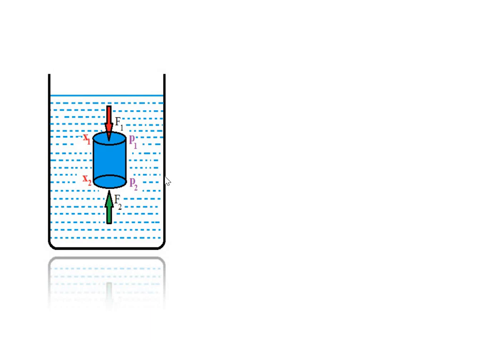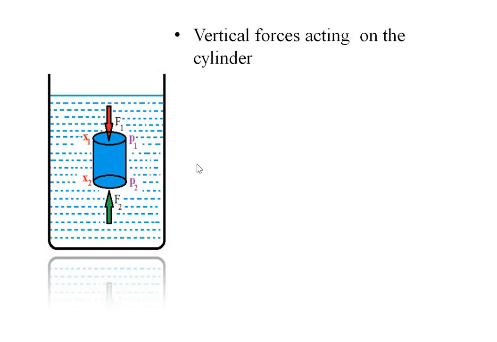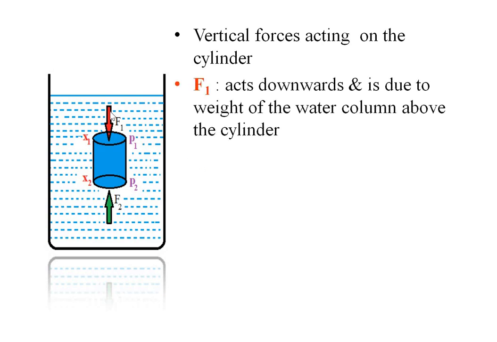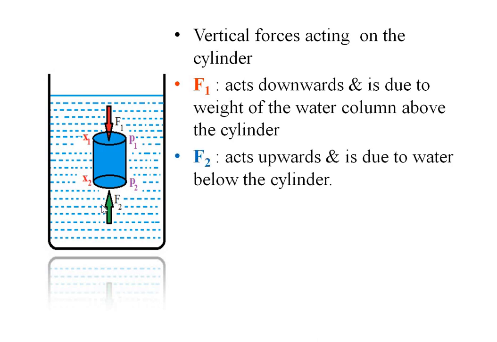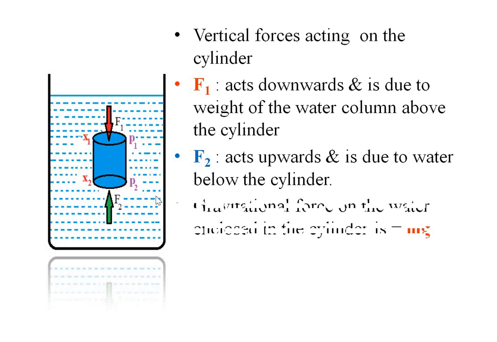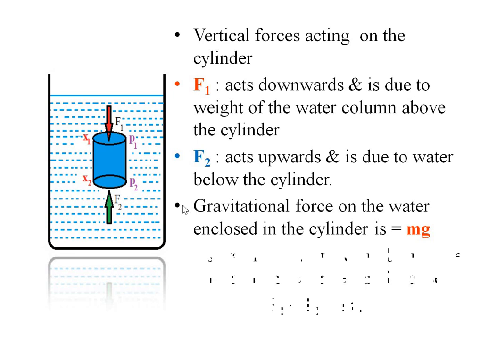So here first we see the forces acting on the cylinder, that means vertical forces acting on the cylinder. F1 acts downwards and is due to the weight of the water column above the cylinder. F2 acts upwards and is due to the water below the cylinder. And here the gravitational force on the water enclosed in the cylinder, that means the weight, equals m into small g.